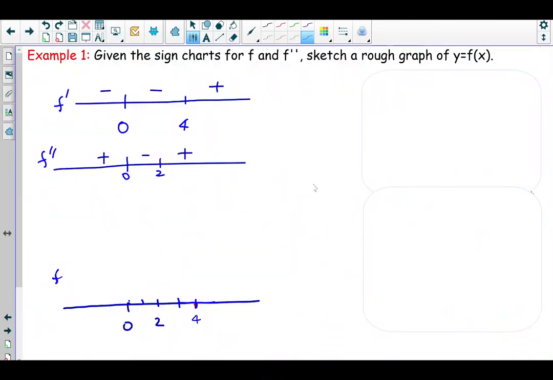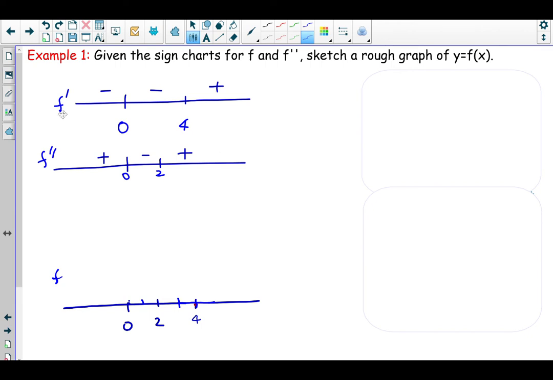Okay, so first we're going to solve a half example, meaning suppose we already have the sign charts created. From there, can you tell me what the graph is going to look like? And in our next example, we're going to solve a complete example where we're also going to create the sign chart ourselves based on a given equation.